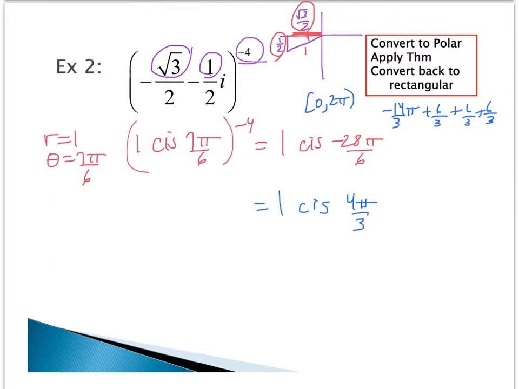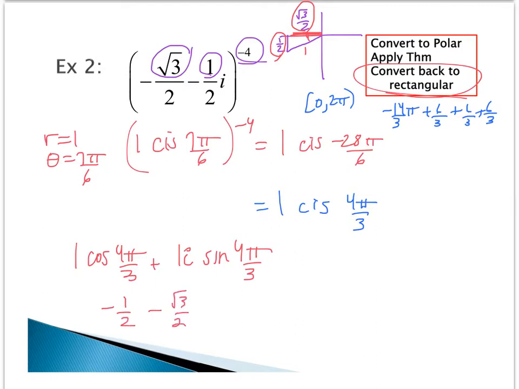And then again, final step, we need to convert this answer back into rectangular. So we will have 1 cosine 4 pi thirds plus 1i sine 4 pi thirds. And if we plug in those unit circle values, we get negative 1/2 minus root 3 over 2i.